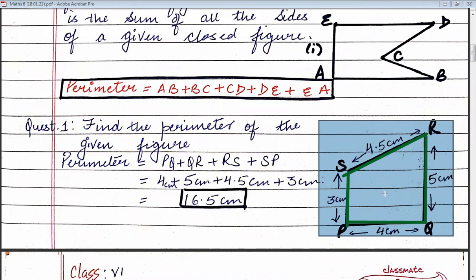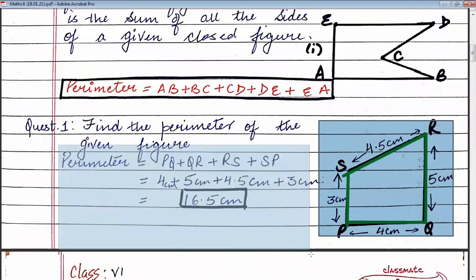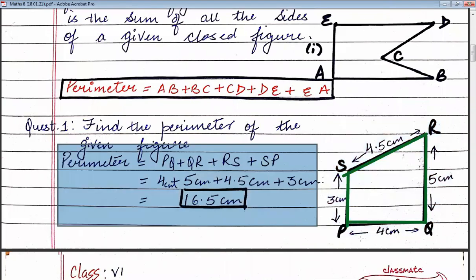So children, if you want to find a perimeter, what will be the perimeter? Perimeter means sum of all the sides. Now children, just check that all the units are the same. It is centimeter, centimeter, and all are centimeter. So it means your final answer will be in centimeter only. So now let's see after adding what you will get. After adding all the 4 sides, your answer is 16.5 centimeter. So now children, this is your answer.